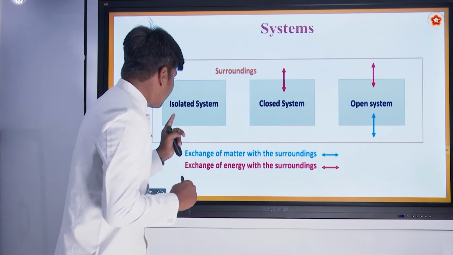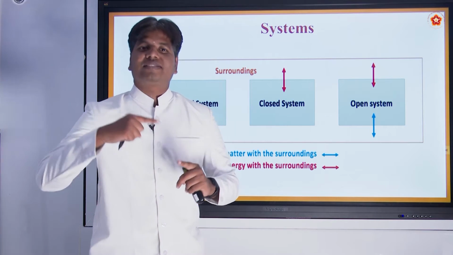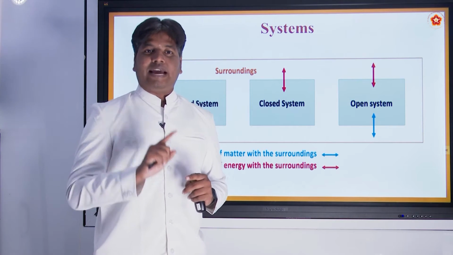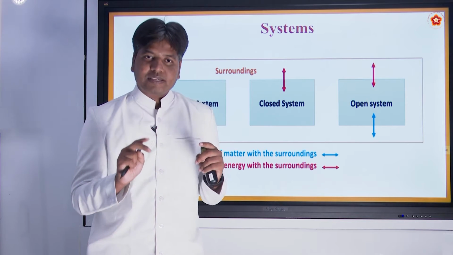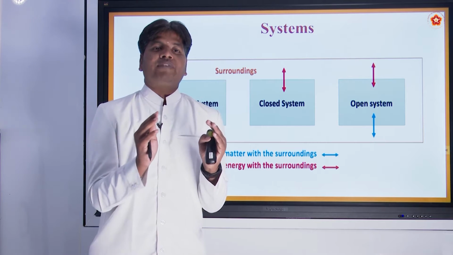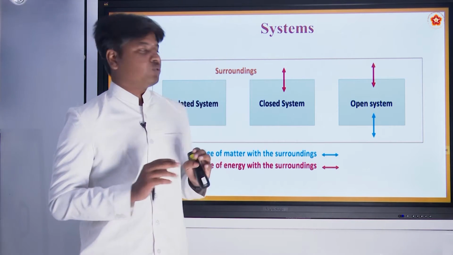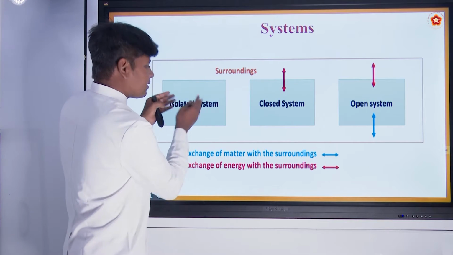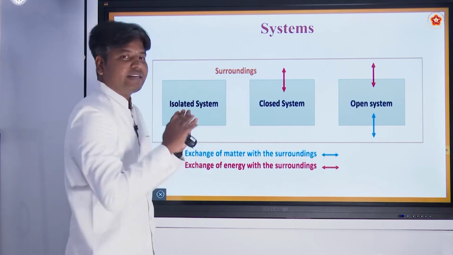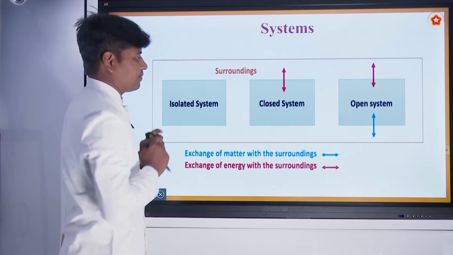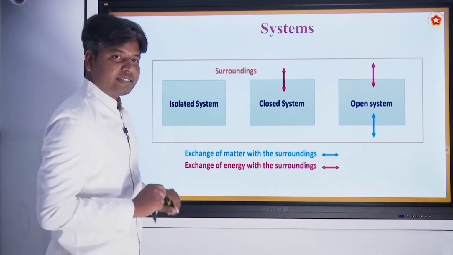Now when you come to the isolated system, what happens? You cannot exchange either matter or energy. To be precise, you cannot have any external agency disturbing that system. If any object is inside the system, it cannot be disturbed by the surroundings. All right, so this is the isolated system.